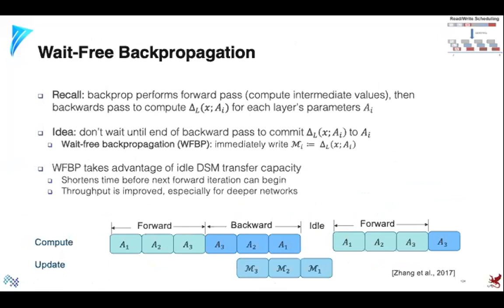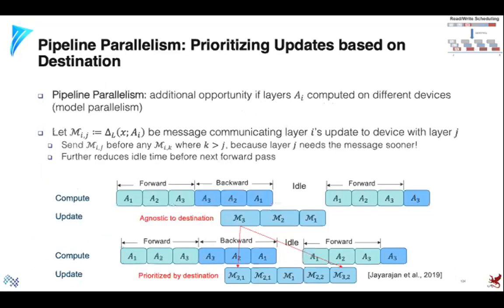Other forms of pipelining include wait-free backpropagation. The idea is that during the backwards pass, you don't wait until the last layer to send all the messages. As you go down from, say, layer three to layer two in the backwards pass, you can send the message from layer three out in advance. By doing this, you reduce the amount of waiting time between the backward pass and the next forward pass.